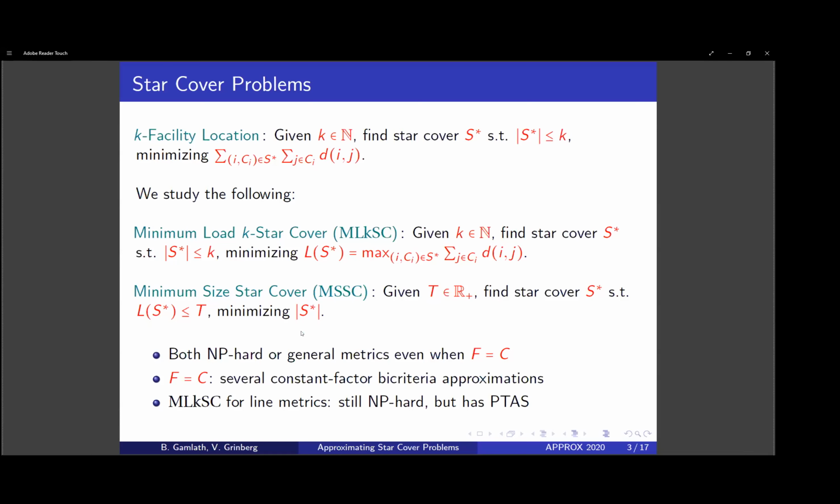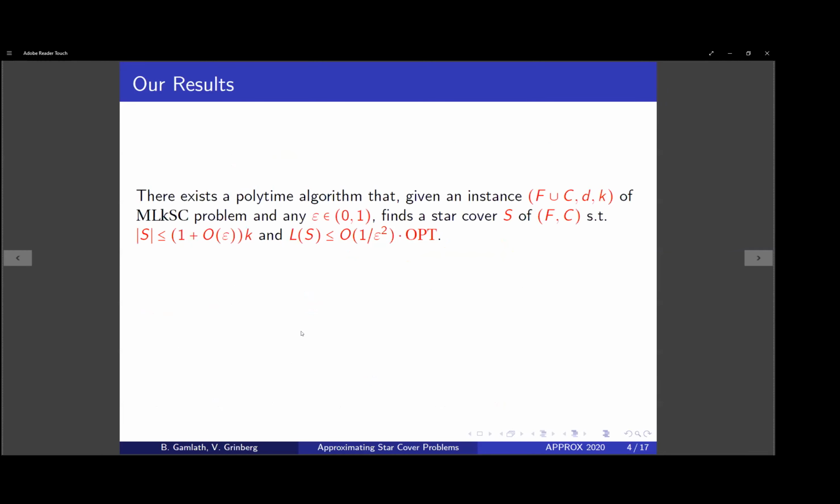We are focusing on the most general setting, where the sets of facilities and clients are arbitrary, not necessarily the same, and where the metric D is also an arbitrary metric. We are not using any assumptions. So our results are the following. For any constant epsilon, in the minimum load k-star cover problem, we are able in polynomial time to find a star cover of size at most (1 + O(epsilon))k and load at most O(1/epsilon^2) times OPT.